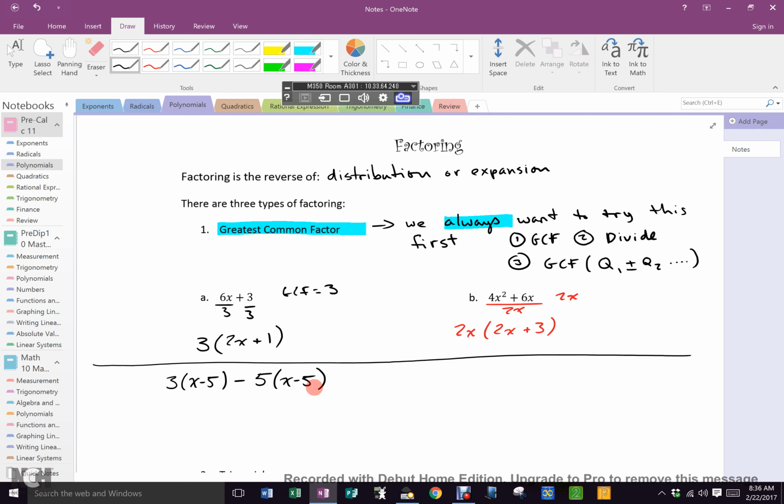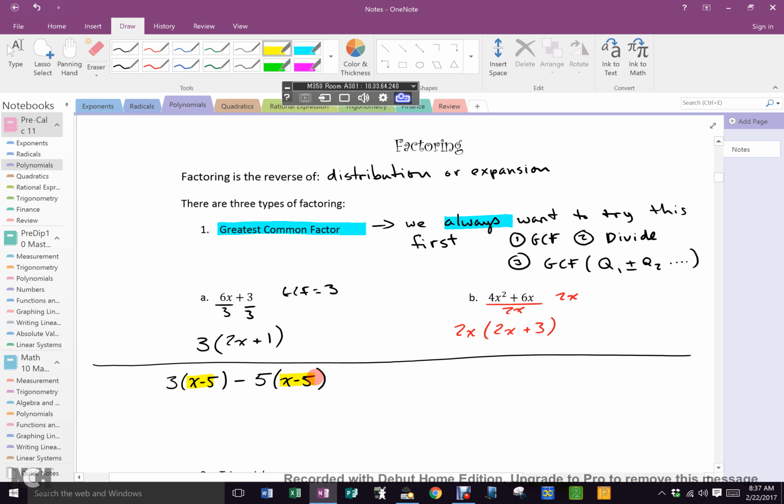Lucas. You could distribute it first. Please don't. You could, but please don't. Who else has an idea? Kelvin. The GCF is x minus 5, right? Because that and that are the same.